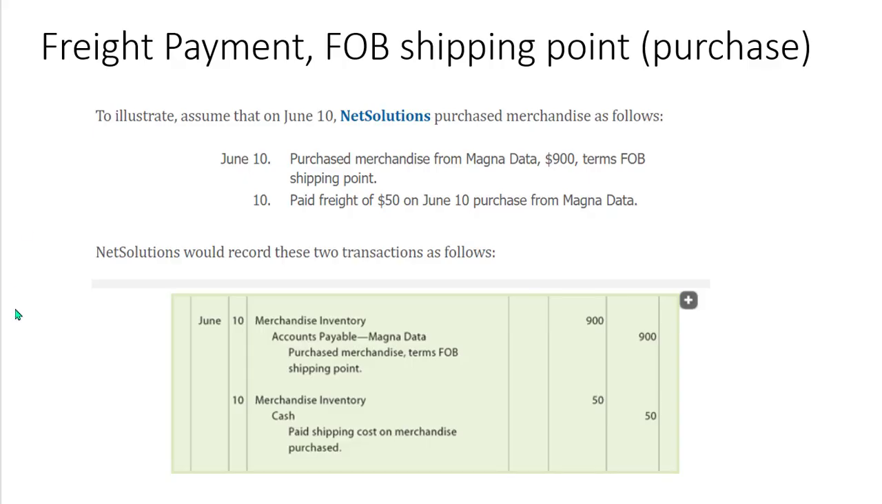Here's an example. This is right out of your textbook. On June 10th, Net Solutions purchased merchandise for $900 with terms of FOB shipping point. That means it's a purchase, so we are the purchaser. We're buying goods, and since it was FOB shipping point, we would pay the freight of $500.